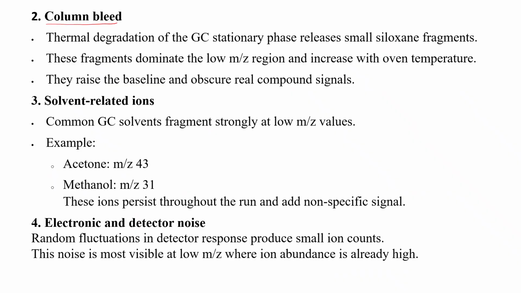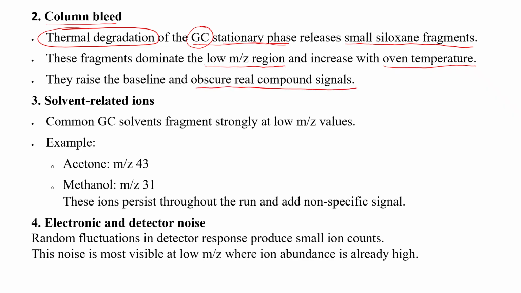What is column bleed? By column bleed we mean that the stationary phase in the GC releases small siloxane fragments, and this is due to thermal degradation. These fragments dominate the low mass to charge region and increase with temperature. So what they do is they interfere with the real compound signals.